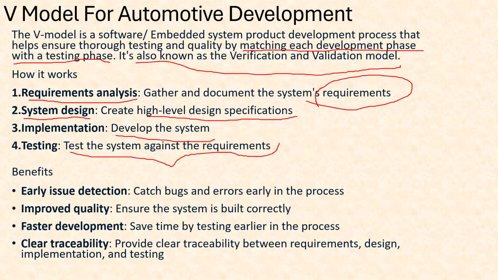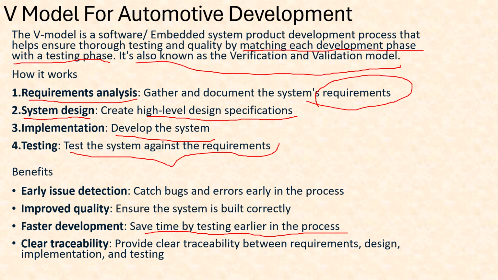Early issue detection: catch bugs and errors early in the process. Improved quality: ensure the system is built correctly. Next is faster development. This is a very important advantage, developing in a faster manner. Save time by testing earlier in the process. Because we are testing in a very proactive manner, initially itself the bugs and errors can be caught and eliminated.